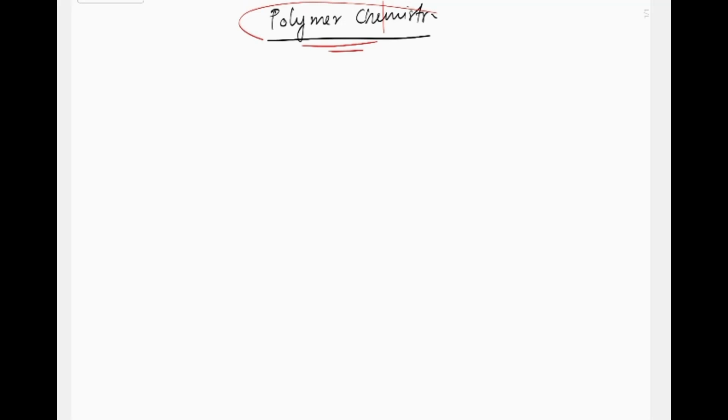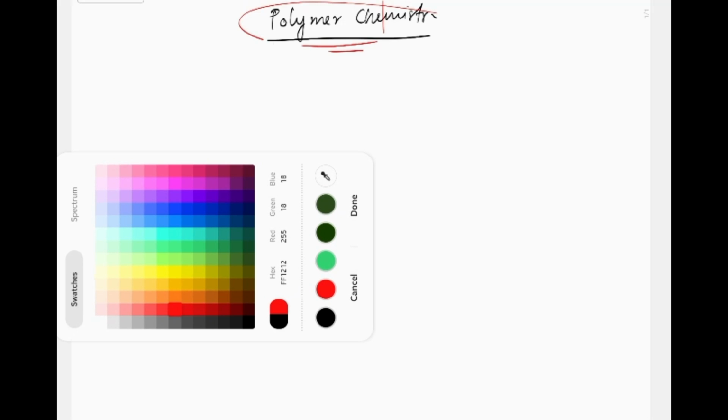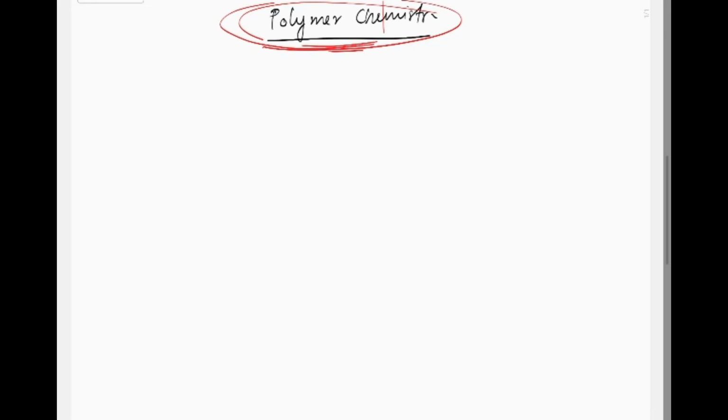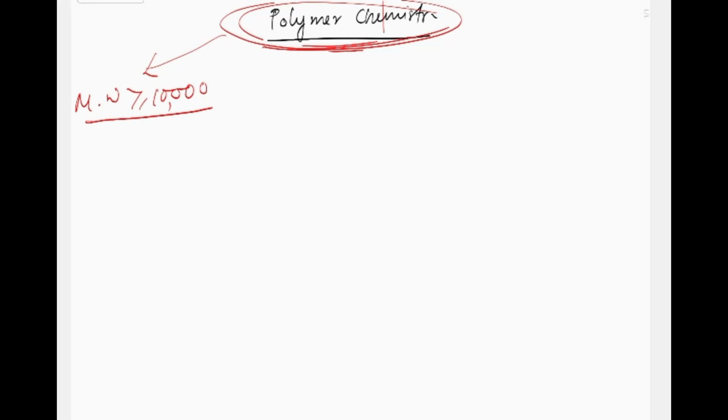But what we are going to discuss today is polymer chemistry. So what are polymers? Basically, polymers are compounds with molecular weight generally greater than 10,000. This is a very general statement. Compounds with molecular weight greater than 10,000 are generally termed as polymers.